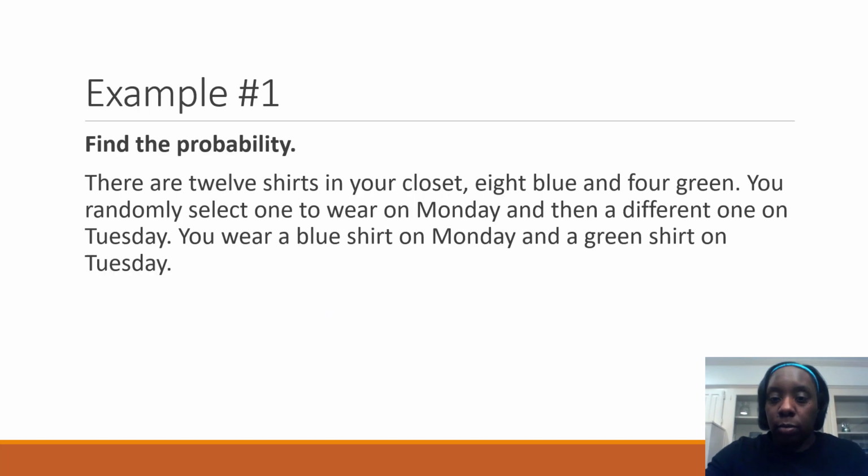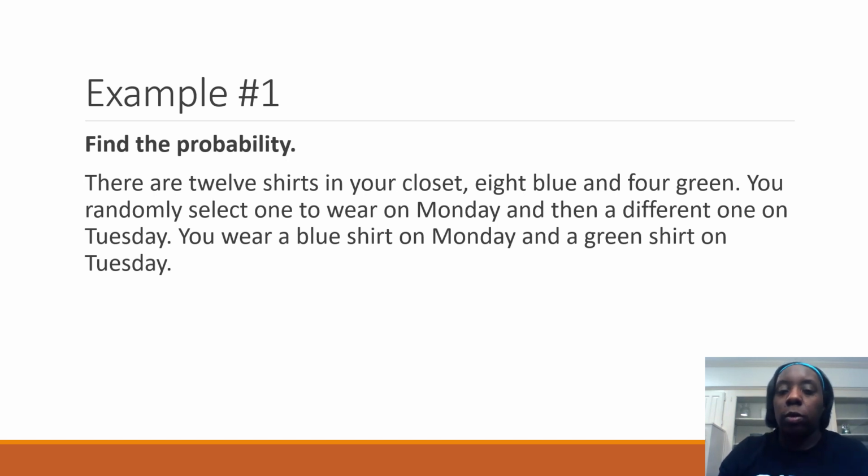So here we go. Example number 1 is actually on your worksheet. You can follow along because you have to finish that worksheet. There are 12 shirts in your closet, 8 blue and 4 green. You randomly select one to wear on Monday and then a different one on Tuesday. Now, the way these questions are worded is weird, but the last sentence is the probability that you're finding. What is the probability that you wear a blue shirt on Monday and a green shirt on Tuesday?